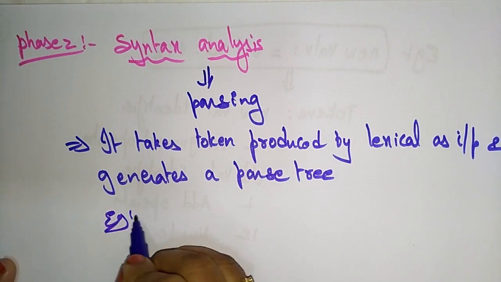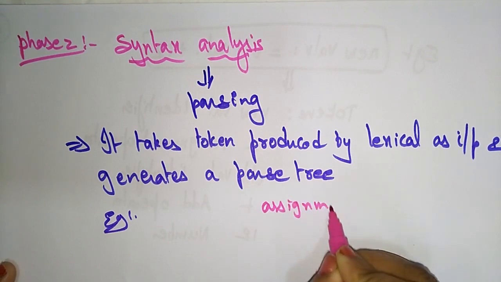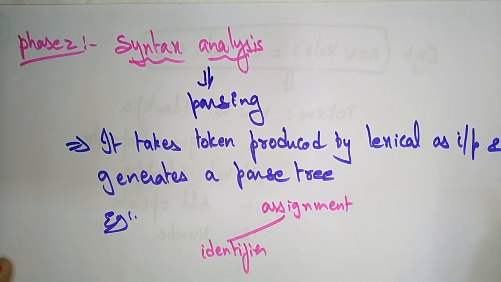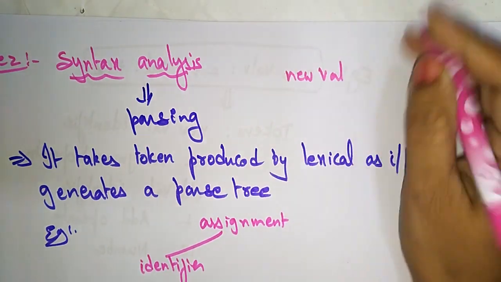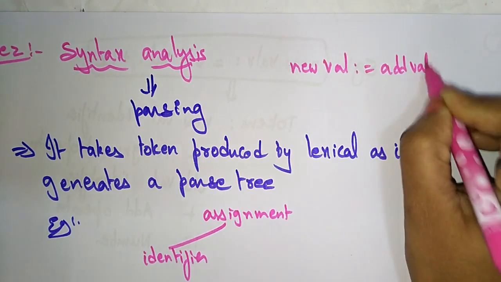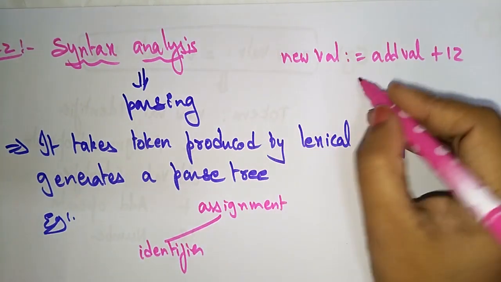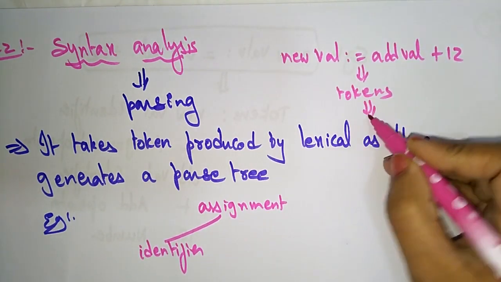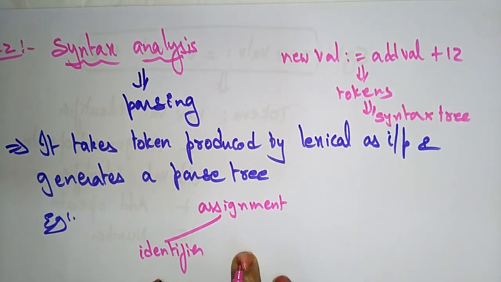Let me explain with an example. Assignment operator, identifier. Whatever example I have taken previously, that is: new value is equal to add value plus 12. So this is the equation we are given as an input. That equation is converted into tokens. Again, these tokens are converted into a syntax tree. So that is this representation.